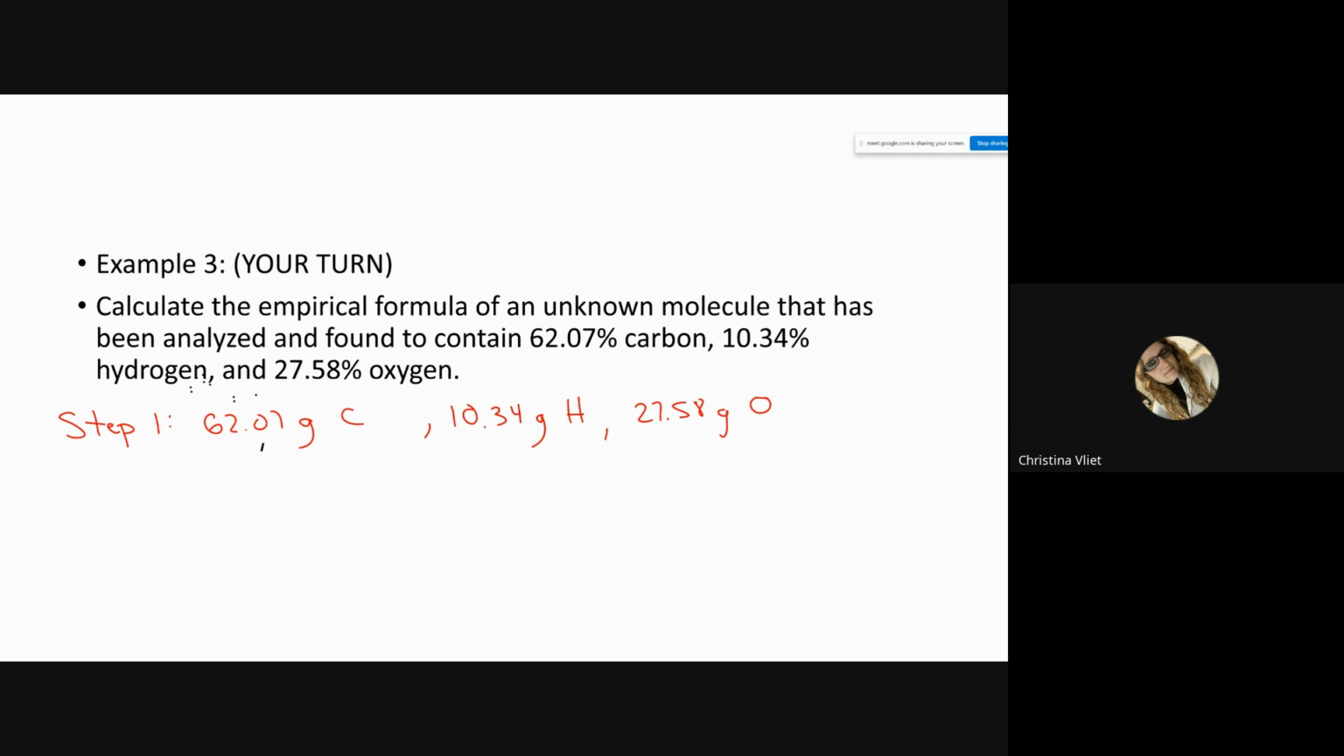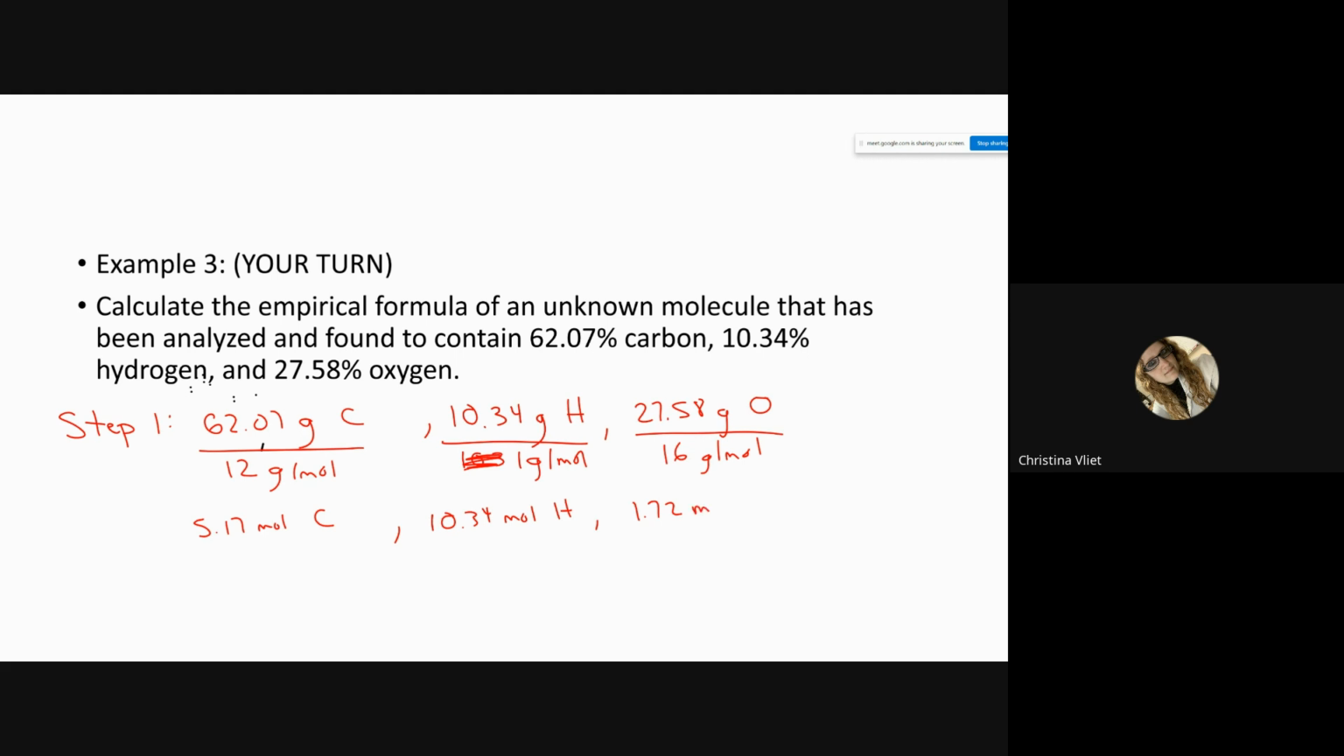Just divide by each of these atomic masses. So we would divide this by, we know it's 12 grams in a mole, 1 gram in a mole for hydrogen, and for oxygen, it would be 16 grams. So we divide by each atomic mass. And that gives us for carbon, my rule of thumb is to write 3 numbers, so 5.17 moles of carbon. This stays 10.34 and 1.72.